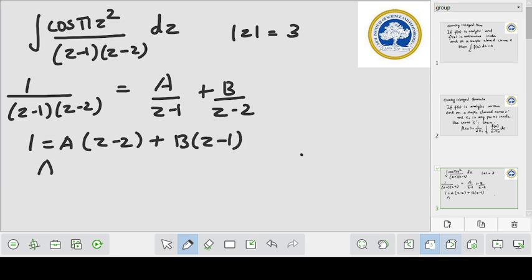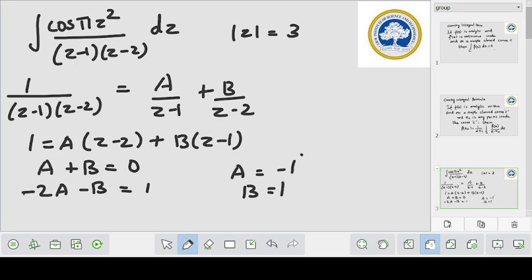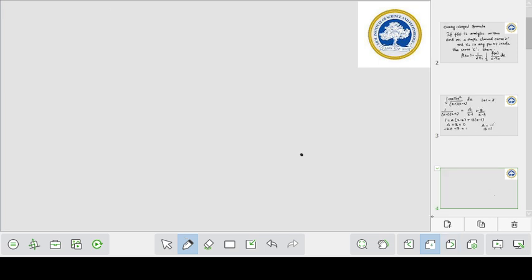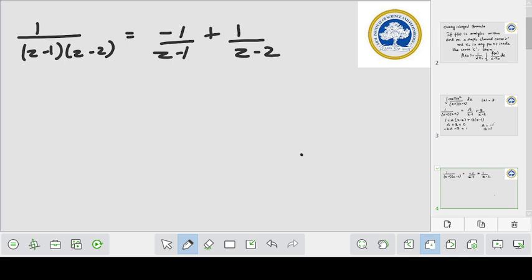a into z minus 2 plus b into z minus 1, and you have two equations. By equating the z coefficient on both sides, you have a plus b equal to 0, and equating the constant on both sides, you have minus 2a minus b equal to 1. On solving both equations, we get a equal to minus 1 and b equal to 1. Now let us see how to apply that. So you can rewrite 1 by (z minus 1)(z minus 2) as minus 1 by z minus 1 plus 1 by z minus 2, applying the values of a and b.